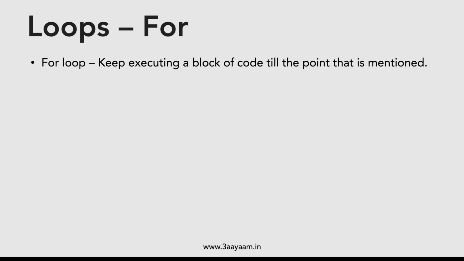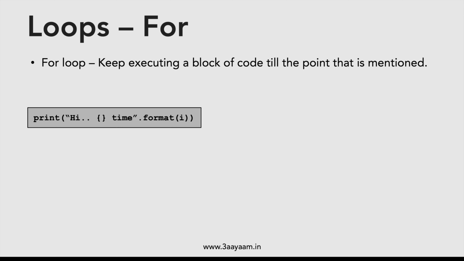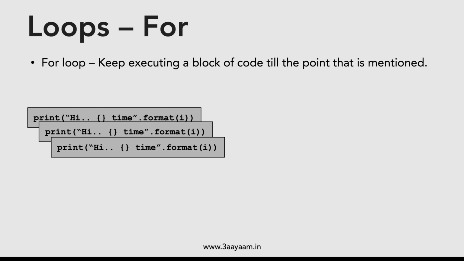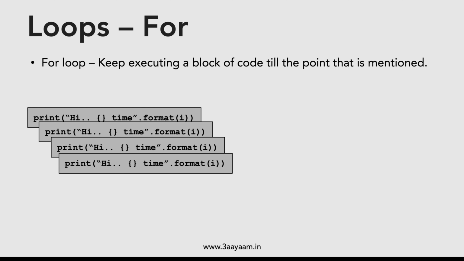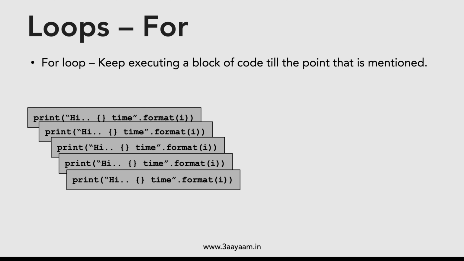And the first loop that I'm going to talk about is for, which is a for statement. It is used to keep executing a block of code till the point that is mentioned in the statement itself. So what do I mean by that? Let's say I want to execute this "hi" these many times. So "hi" time format I. Now let's say I keep on executing this. This is the second time, third time, maybe fourth time, fifth time. But how many times do I have to print?